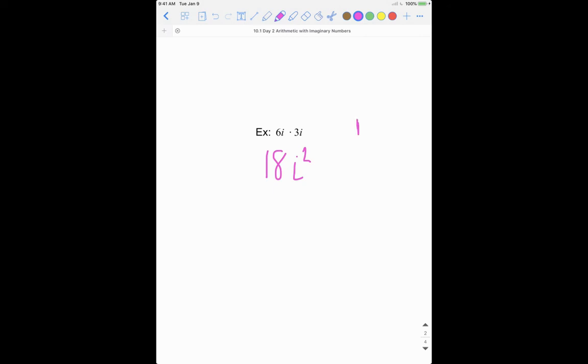We want to recall i squared equals -1. So all this says is 18 times -1, which I'm sure you've been doing for quite a while now. 18 times -1 gets us -18. So anytime you see that i squared, we want to substitute in this -1.